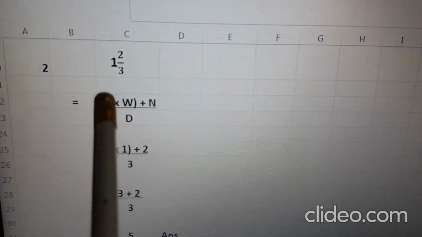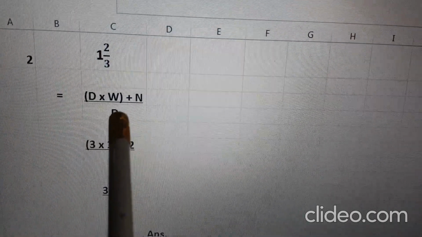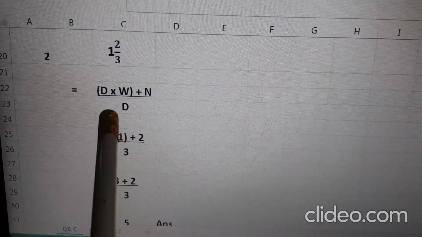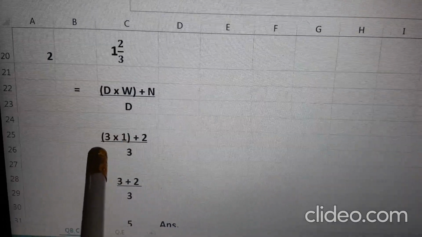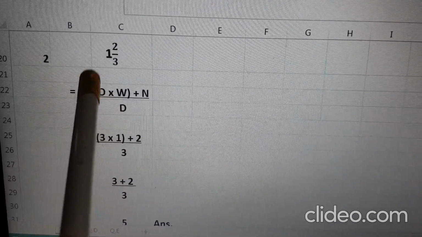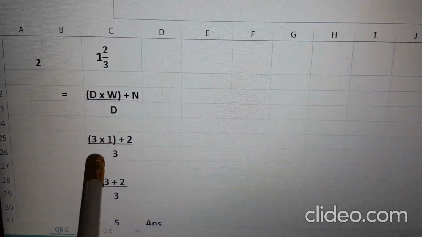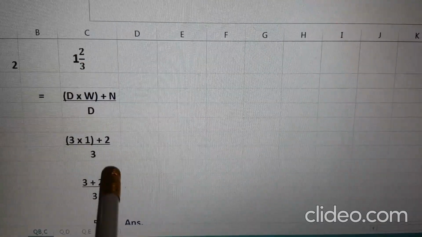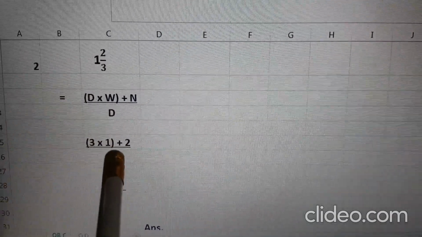Now the second part is 1 whole 2 by 3. So we'll write the formula: denominator into whole number plus numerator, divided by denominator. So use these figures in the formula. Denominator is 3, whole number is 1 and numerator is 2.